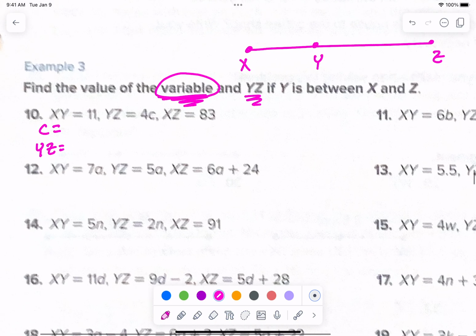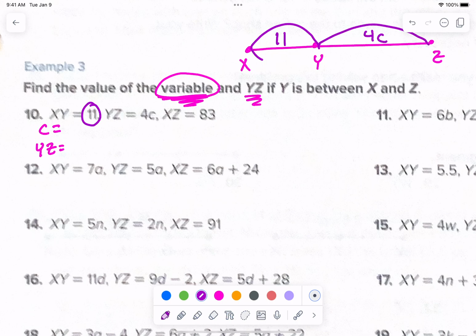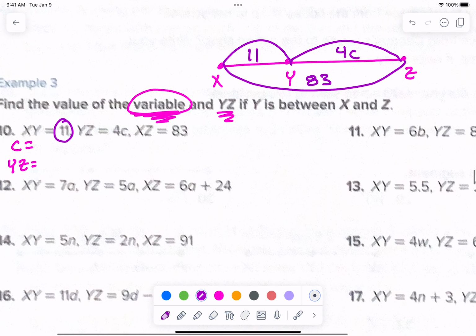Okay, now I put all of this information into my diagram and we go. It says XY is 11, so this distance right here is 11. YZ is 4C, and the whole thing is 83. Okay, so now you have your diagram drawn. You want me to keep going? Maybe? Sure? How do you set it up? 11 plus 4C, so the two independent pieces added together equals 83.